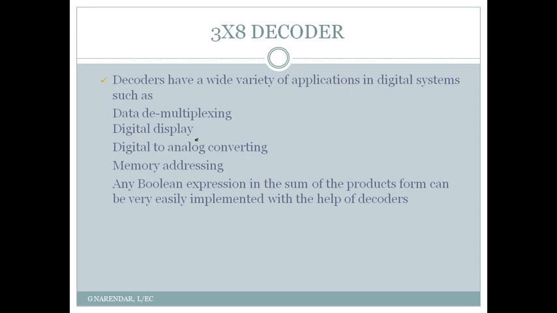Next we will look at some important applications of decoder circuits in digital electronics. In digital systems, decoders are used in digital displays, data demultiplexing, and digital to analog conversion, and one important application is memory addressing.